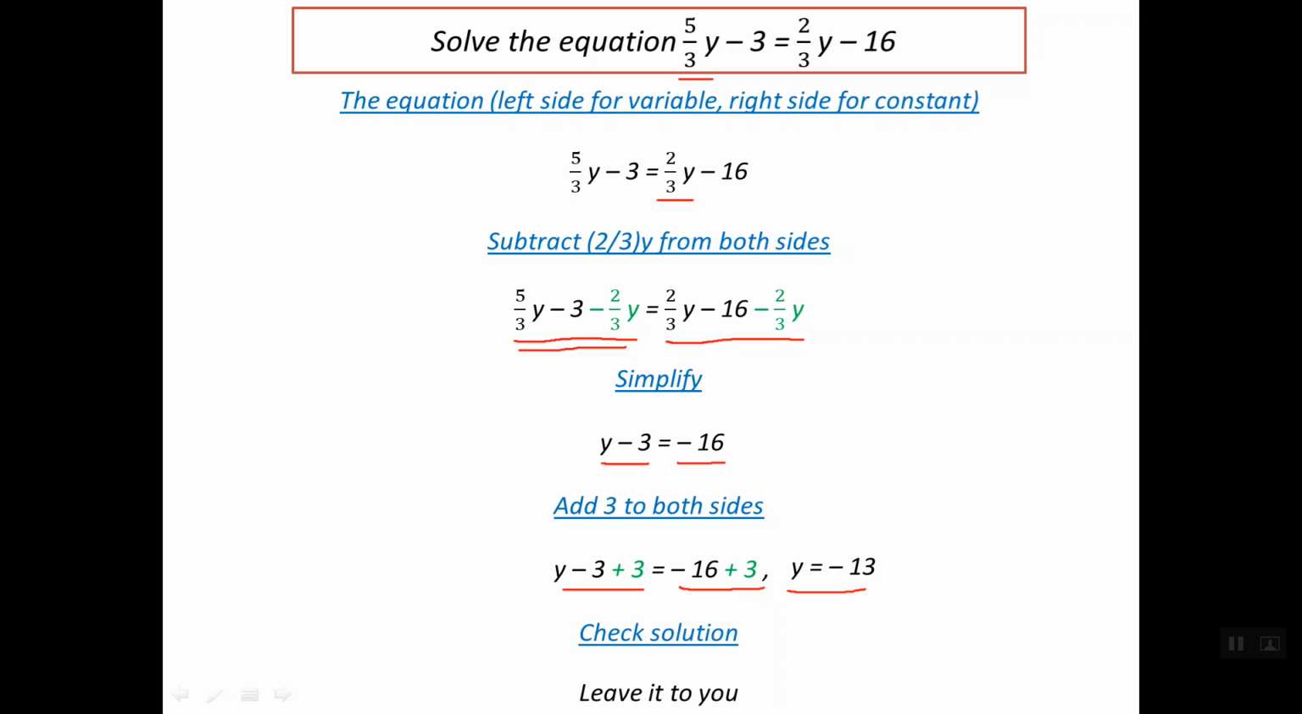That's all about solving linear equations so that the variables and the constants are spread on both sides of the equation.